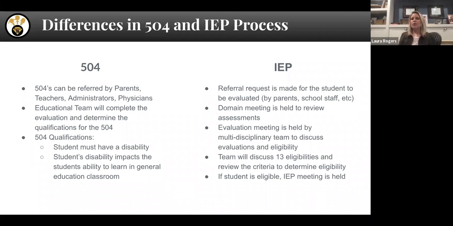For an IEP, the referral request is made for the student to be evaluated by parents or school teachers. After the referral, we're going to have a domain meeting and it's held to review the assessments. The evaluation meeting is held by the entire team to discuss the evaluations and the eligibility. We will discuss the 13 eligibilities and we'll review the criteria to determine the eligibility. If the student is eligible, then we will turn it into an IEP meeting. Okay.